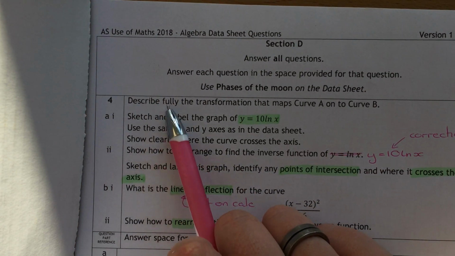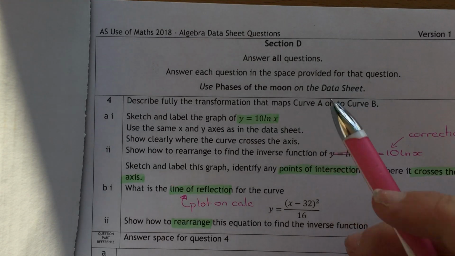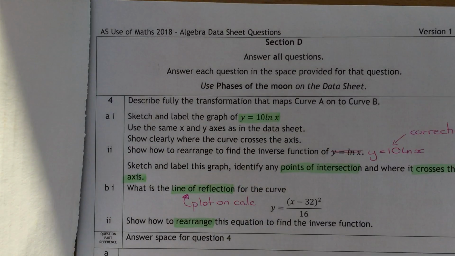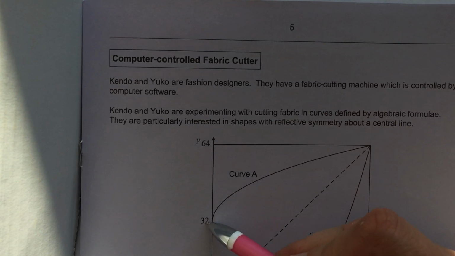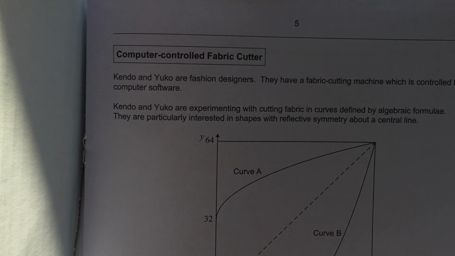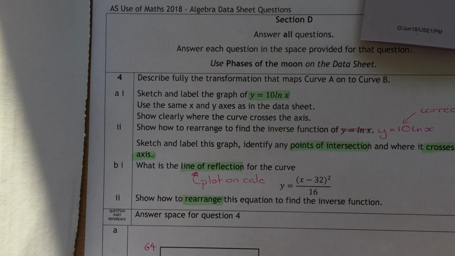Okay, so describe fully the transformation which matches curve A onto curve B. This is a bit where you're going to need your data sheet. Your data sheet shows you that you have curve A, which is here, you have curve B, which is here, and it tells you it is a reflection of curve A in the line y equals x. So that is purely and simply a can-you-read-your-data-sheet question.